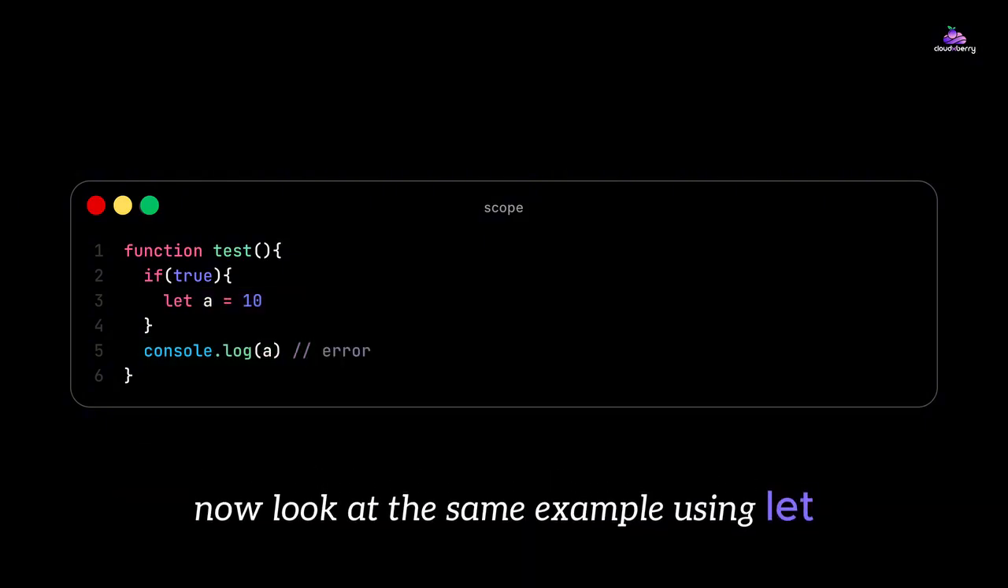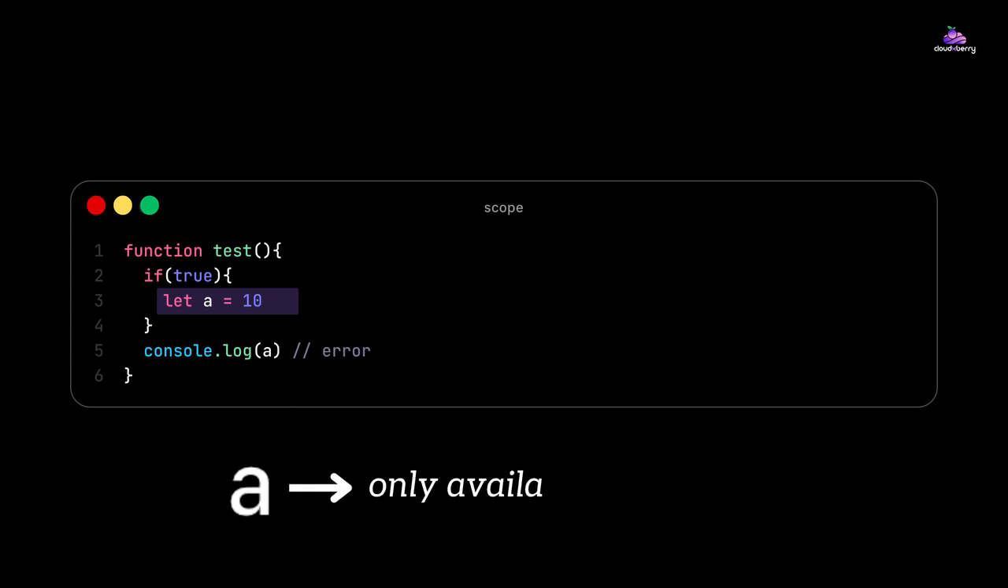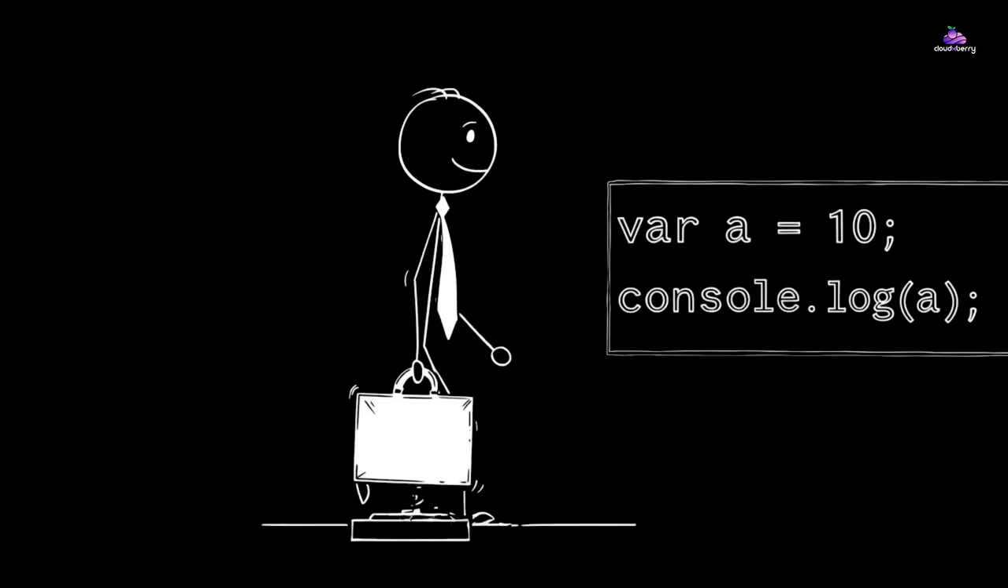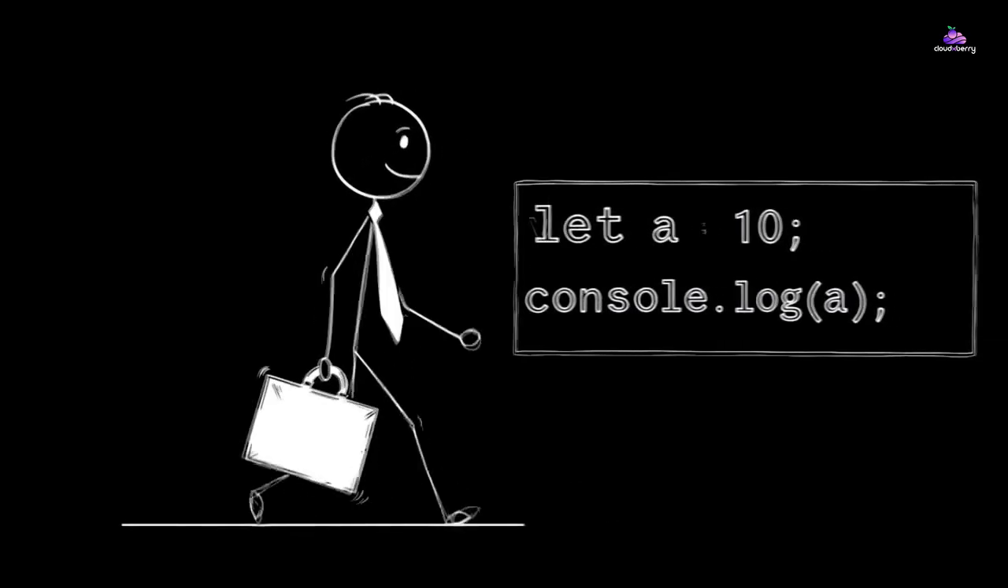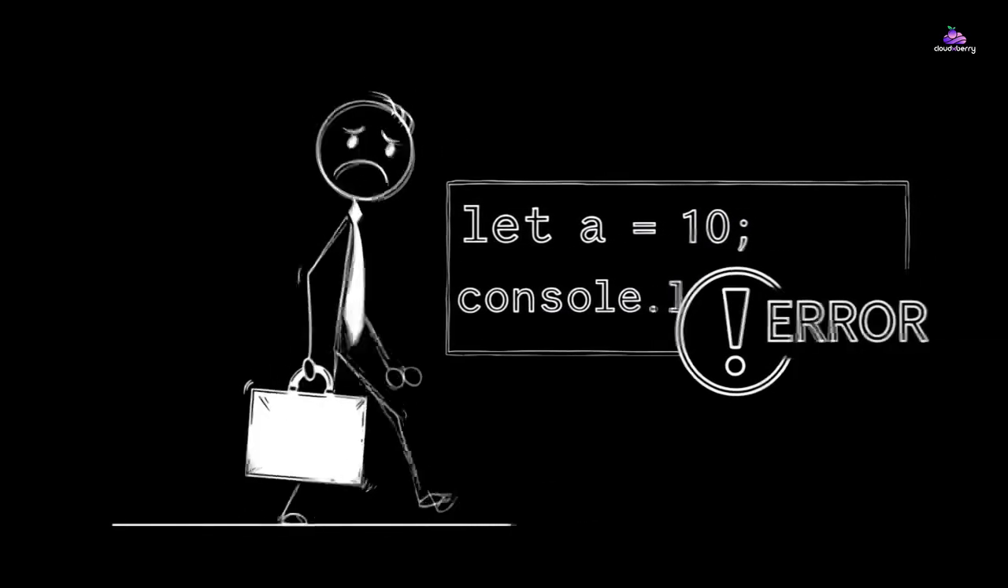Now look at the same example using let. Now A is only available inside the block, and accessing it outside causes an error. So scope determines where your variables live, and understanding this helps you avoid unexpected behavior.